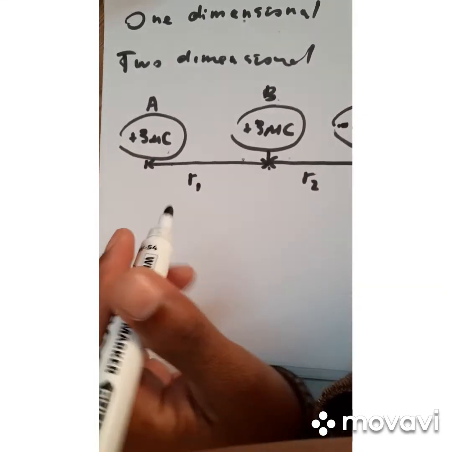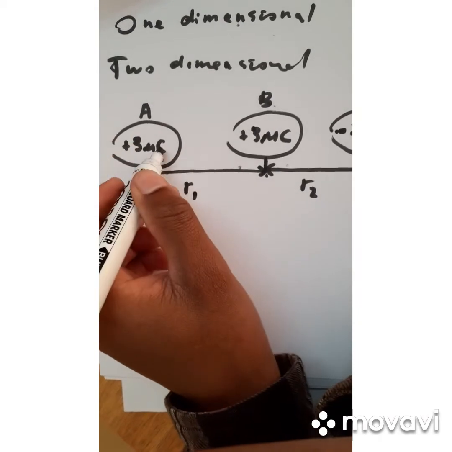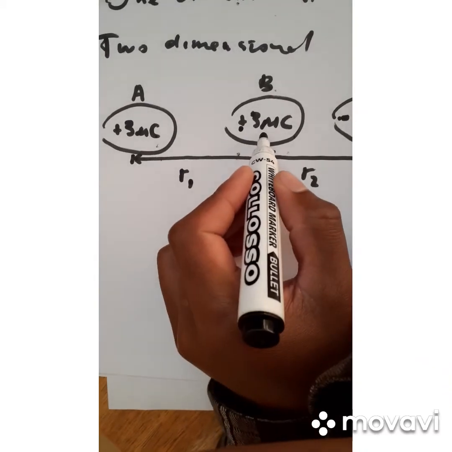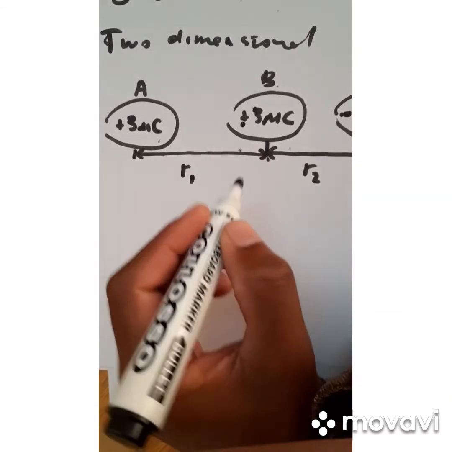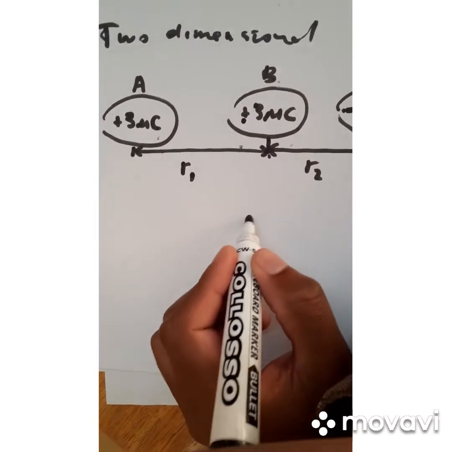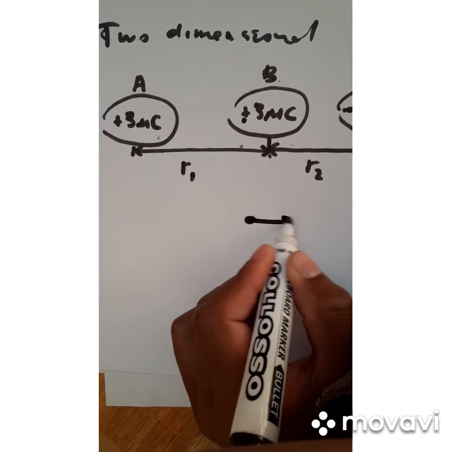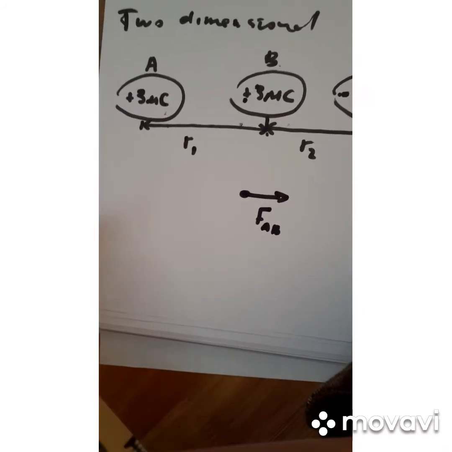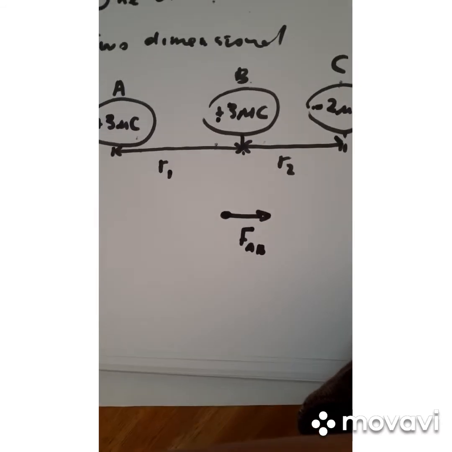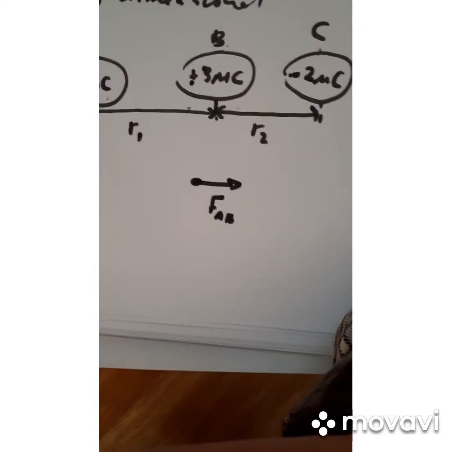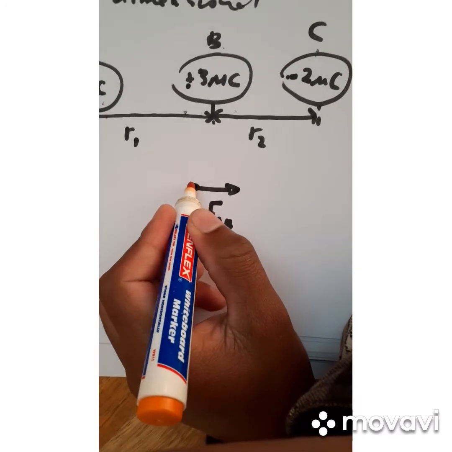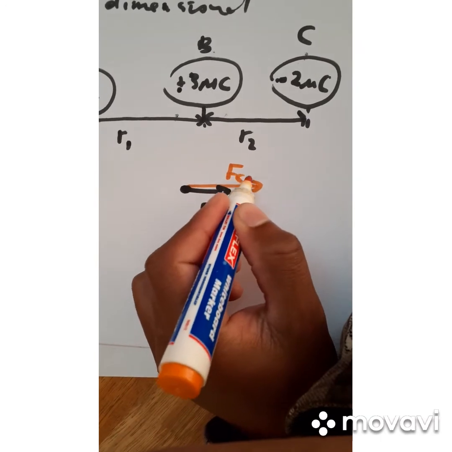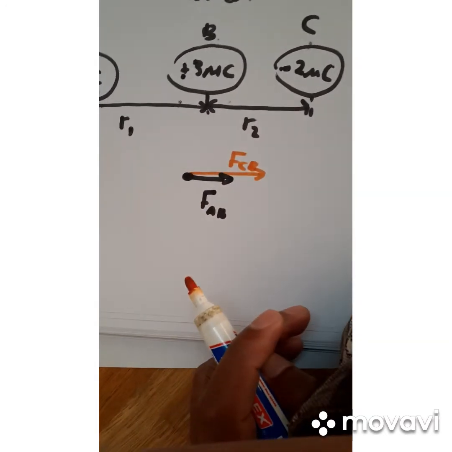Now, even here, you are talking about a force, which means you must find the force between this and this, then find the force between this and this. As you can see, the force applied by A on B is going to be a repulsive force, which means A is going to push B away. And then the force applied by C on B is going to be a pulling force, which means C is going to pull B towards itself.